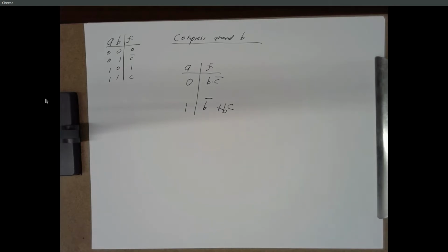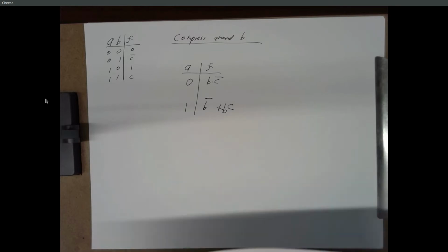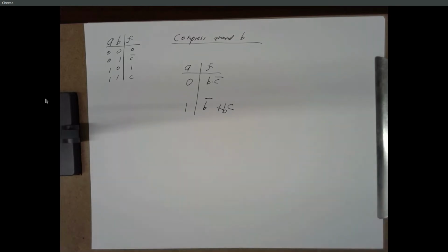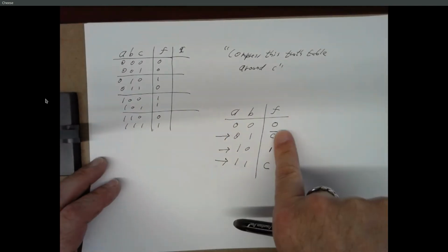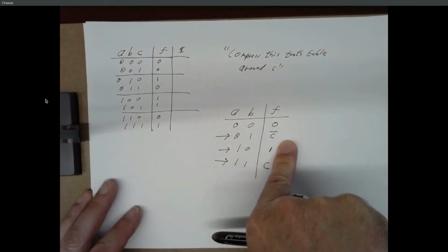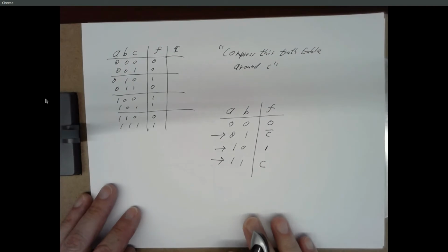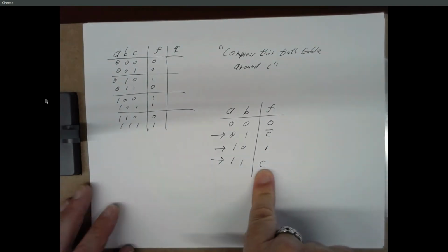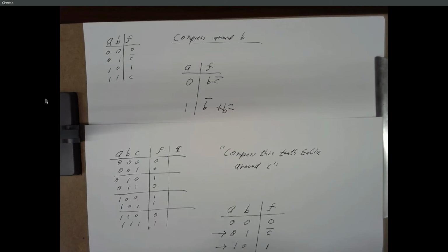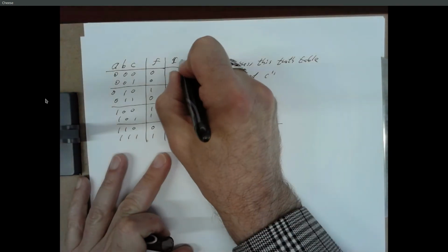Okay, so that's the basic idea of compression. What I will ask you to do on a test is compress around one variable. So take something like this and turn it into something like that. I won't ask you to compress a second time. What we did to compress it, to go from here to here? Yeah. So let's make a different variable G.